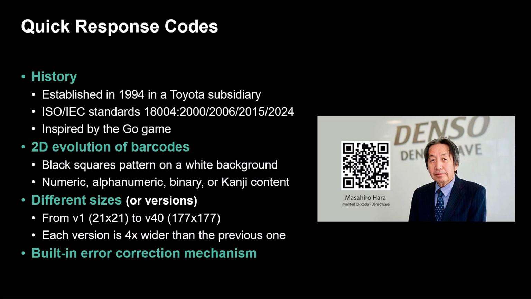It exists in different sizes or versions of QR codes, from version 1, which is a 21 by 21 square, to version 40, which is 177 by 177. Each version is 4 modules wider than the previous one. It also has a built-in error correction mechanism that will be very useful for the rest of what we want to do right now.